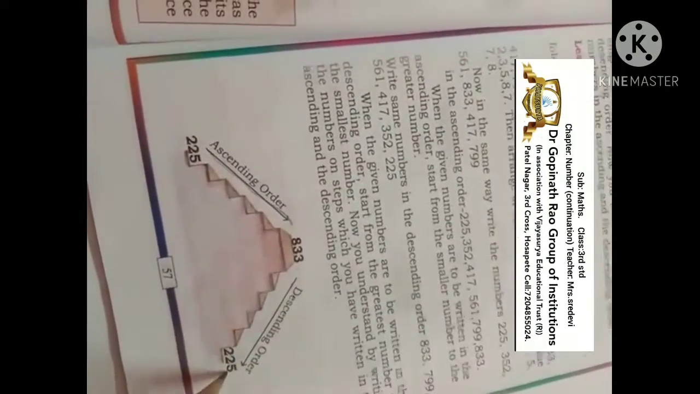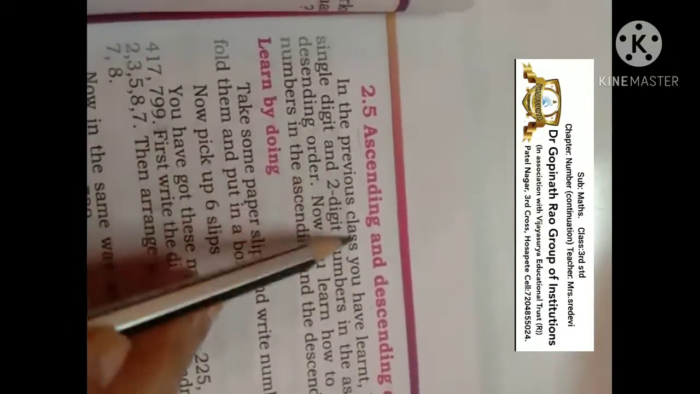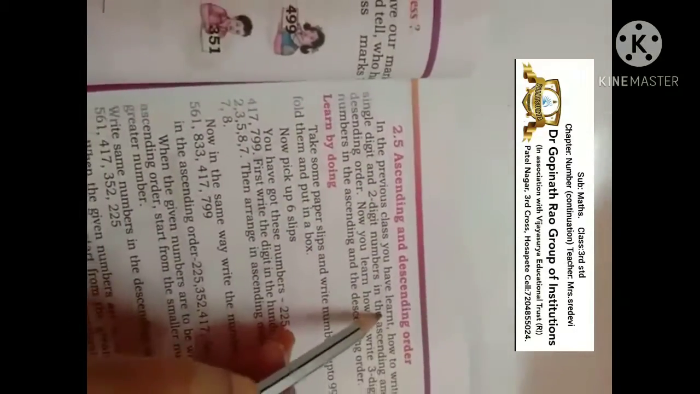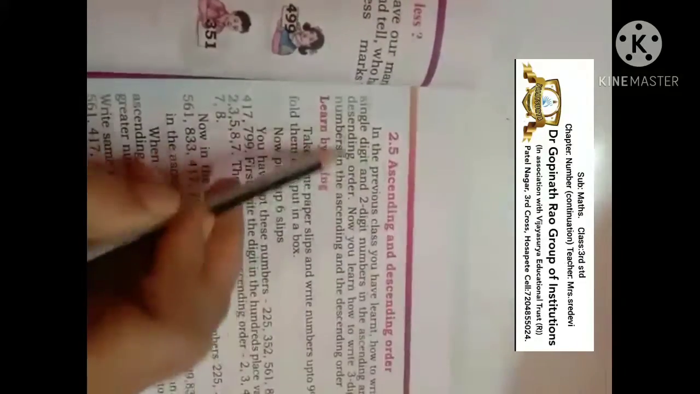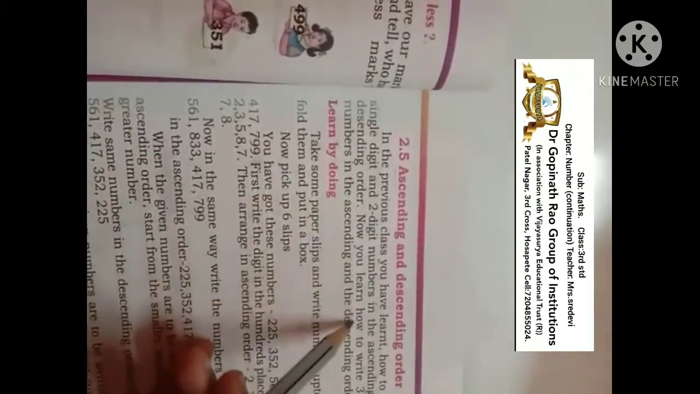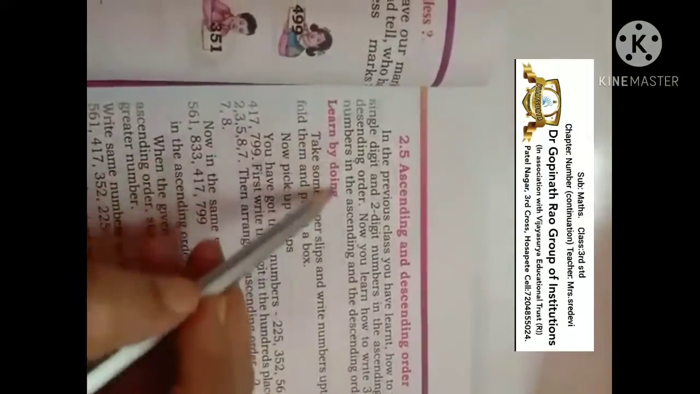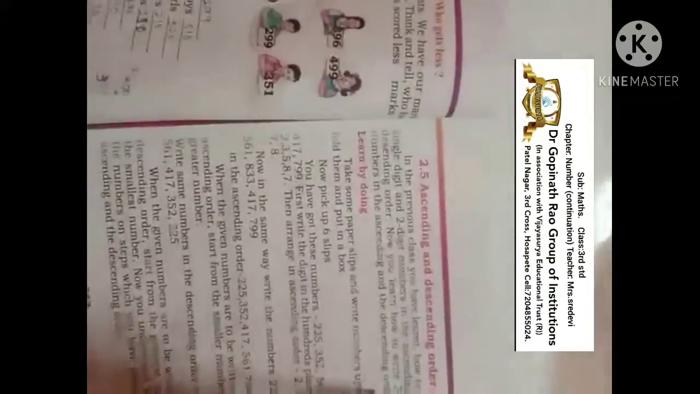Okay, keep it in your mind as a slide, children. Whenever we go on a slide from up to down, it is called descending order. From down to up it is called ascending order. Okay, so we'll compare the numbers. In the previous class you learned how to write single-digit and 2-digit numbers in ascending order and descending order. Now you will learn how to write 3-digit numbers in ascending order and descending order.